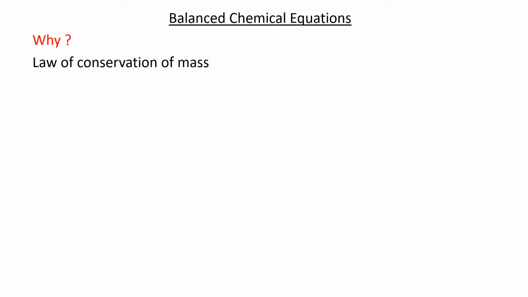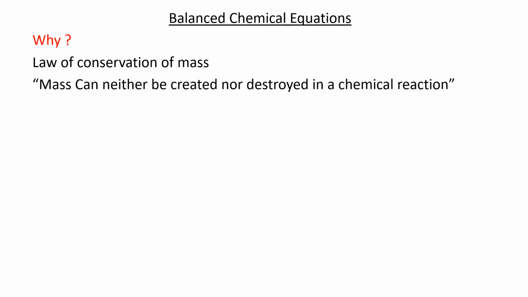In 9th standard, if you remember, we had studied about the law of conservation of mass. What does the law of conservation of mass say? It says that mass can neither be created nor destroyed in a chemical reaction. That is, the total mass of elements present in the products of a chemical reaction has to be equal to the total mass of the elements present in the reactants. In other words, the number of atoms of each element remains the same before and after a chemical reaction.